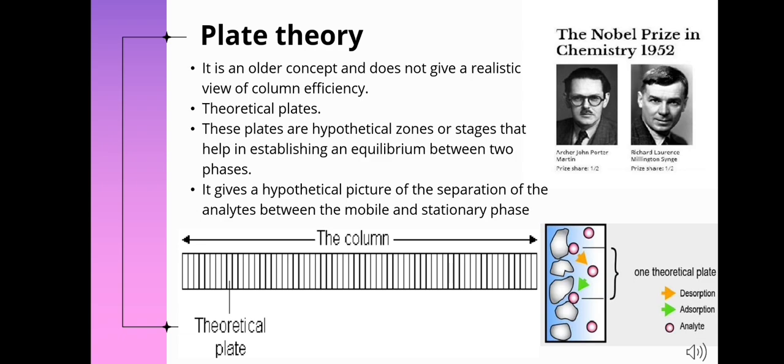The plate theory was initially proposed by Martin and Synge in 1941 to simplify the explanation of the separation process in chromatography. It conceptualized the column as being divided into a series of imaginary theoretical plates, each representing an equilibrium stage where the solute distributes itself between the mobile phase and the stationary phase. It gives a hypothetical picture of the separation of the analytes between the mobile and the stationary phase.